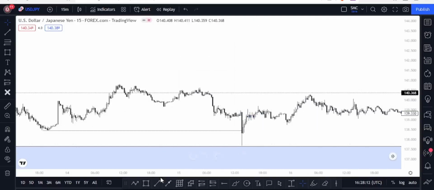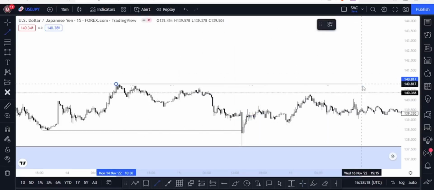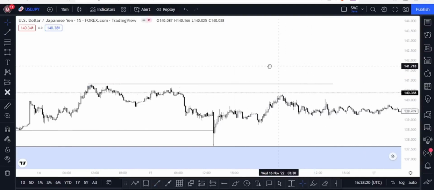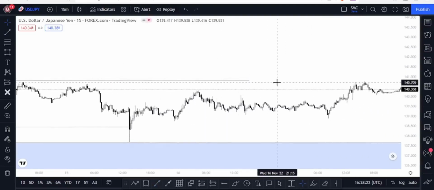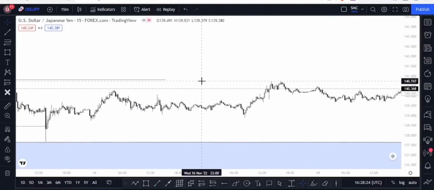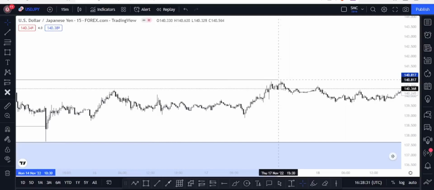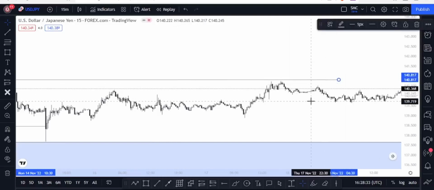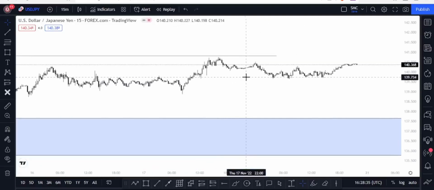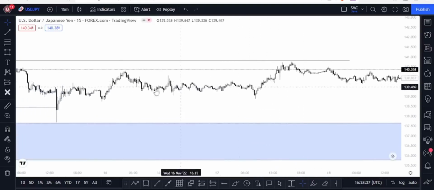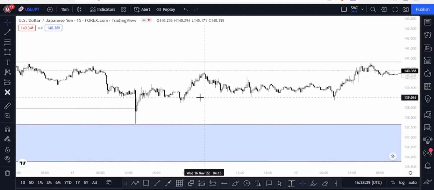Now this is the real structure point that you should be looking out for, for price to break. Once price breaks that structure point, then you can say that price is ready to go bullish. But as it stands now, price is yet to break that structure to the upside.